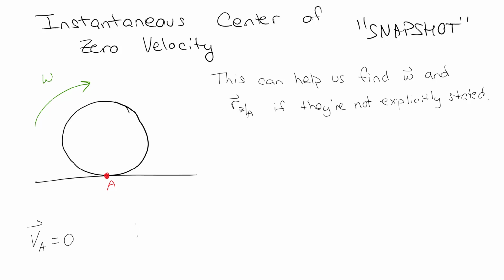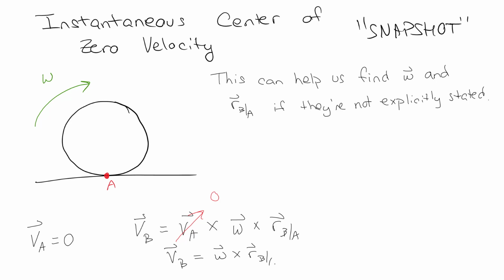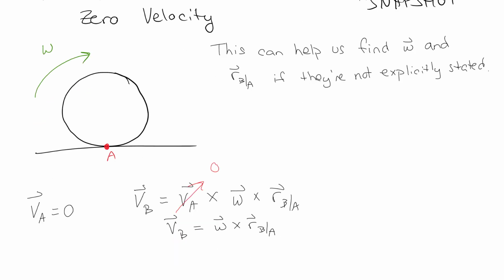Okay, and so then if you think about our equations, we have the velocity of B is the velocity of A plus omega cross r of B with respect to A. So the velocity of A is 0, so that just gives us that the velocity of B is just going to be omega cross r of B with respect to A. Okay, because A is our point of instantaneous zero velocity, that's what I'm trying to say.